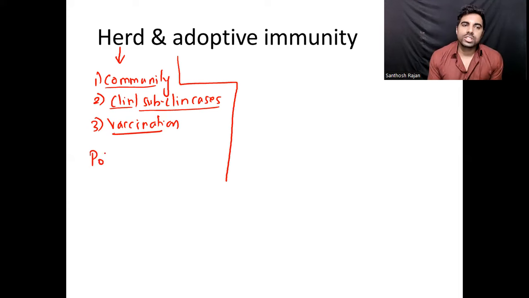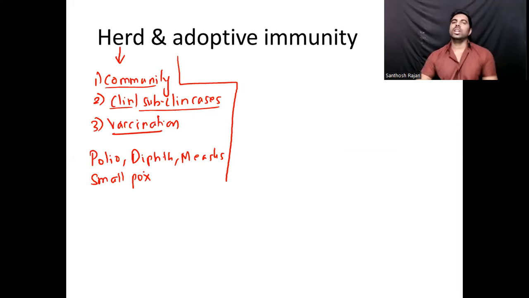Examples of herd immunity are polio, diphtheria, measles, smallpox, many diseases, not just one or two. These are a few where herd immunity is developed. Good. That's it. Adaptive immunity is very simple. Adaptive means, basically, what happened.